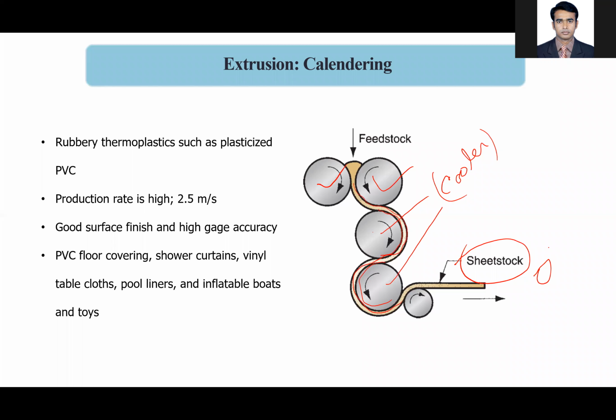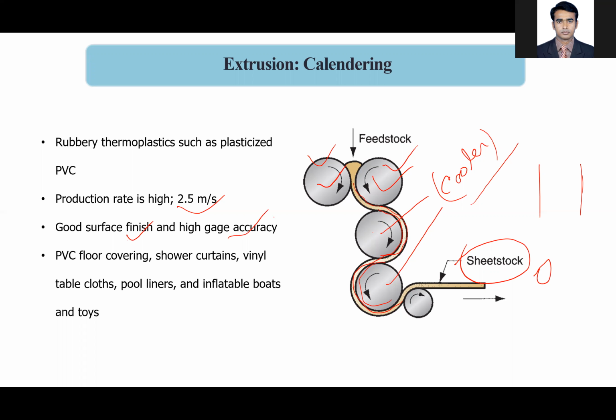The production rate is very high due to the use of cooler rollers, about 2.5 meters per second, and there is a good surface finish due to the squeezing action of these two rollers and the subsequent cooling on top of the roller. Instead, if we look at the blown film method, the cooling is done while the film is hanging in the air, and that's why uniform thickness cannot be obtained. But in this case, since there is pressure acting, the surface gets a good finish as well as high gauge accuracy.